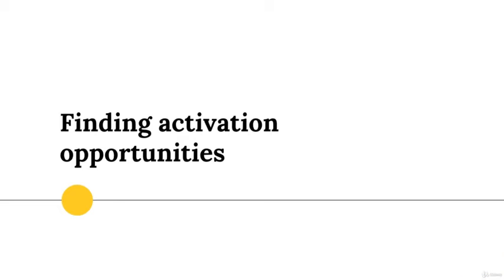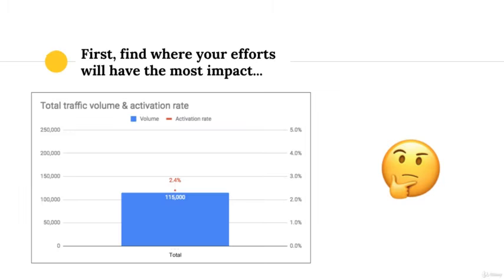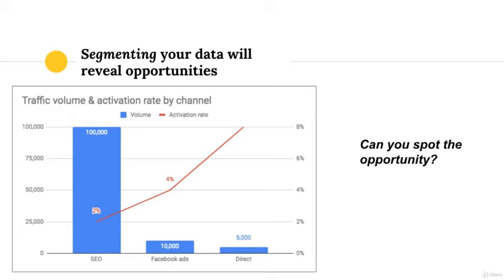Now that you know how to define activation and calculate activation rate, it's time to find activation opportunities that you can capitalize on. So first you need to find out where your efforts are going to have the most impact. If you just look at your total traffic volume and activation rate, you're not going to know what to do. You're going to see, okay, I have an activation rate of 2.4%, but how do I improve that? So if you segment your data, you can reveal some opportunities.